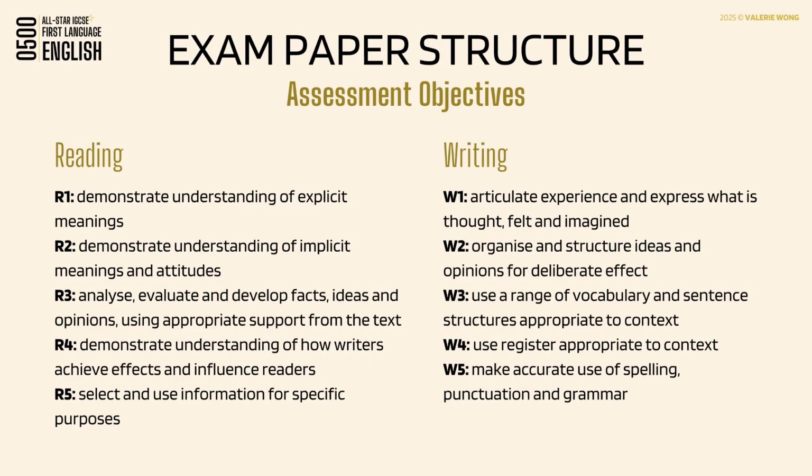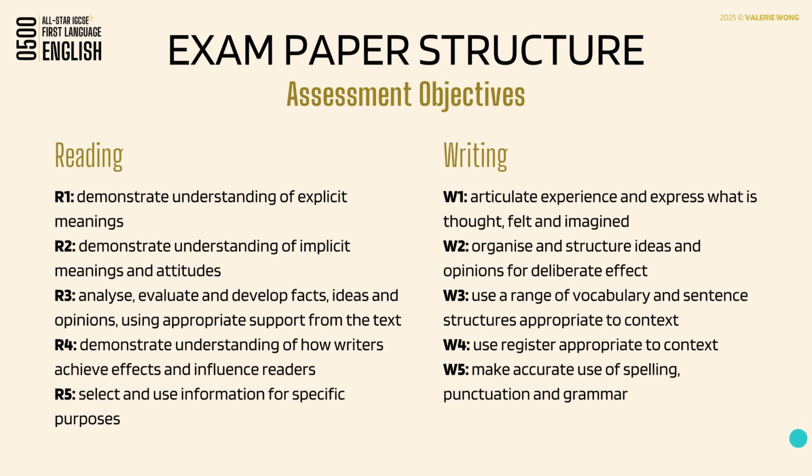Reading point 4, demonstrate understanding of how writers achieve effects and influence readers. Show that you can understand how a writer has influenced the reader through their use of language, and consider the deliberate choices a writer has made and why they've made those choices. And reading point 5, select and use information for specific purposes, and you can deliberately write them.